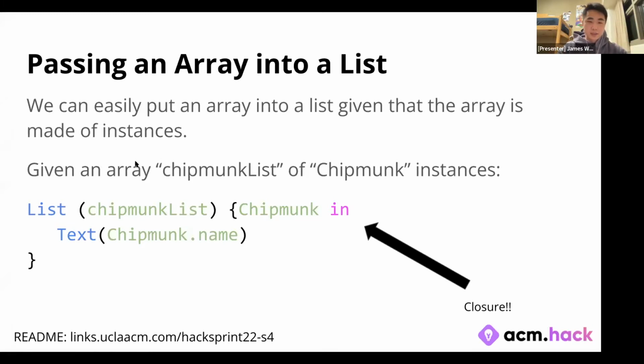So in this case, for an array chipmunk list of chipmunk instances, we use the array called chipmunk list as the parameter. And we use the instance chipmunk as a closure. So for this particular example, it would go throughout the entire list and print out every chipmunk instance's name. The closure is necessary just to tell the program that we're dealing with these chipmunk instances, so it knows where to go to get that information.